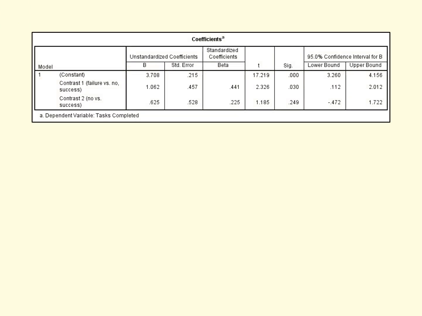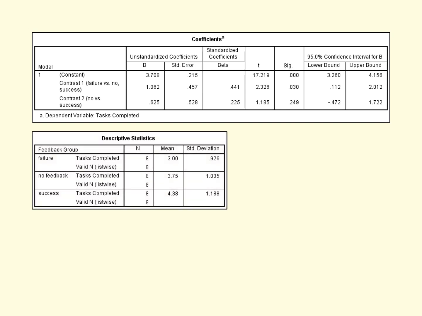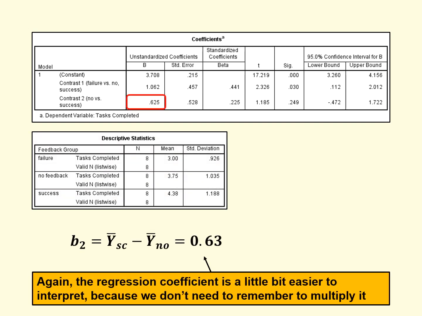Once again, if we look at those regression coefficients when we use our revised fractional contrast codes, and we look at those same descriptive statistics and plug in the values, we'll see that the value we get, 0.063, is the average of the success group minus the average of the no feedback group, and it's equal to, allowing for some rounding, the unstandardized regression coefficient for that second contrast. It's a little bit easier to interpret then because we don't have to remember that there was that fraction of 1/2, so we have to multiply by 2.